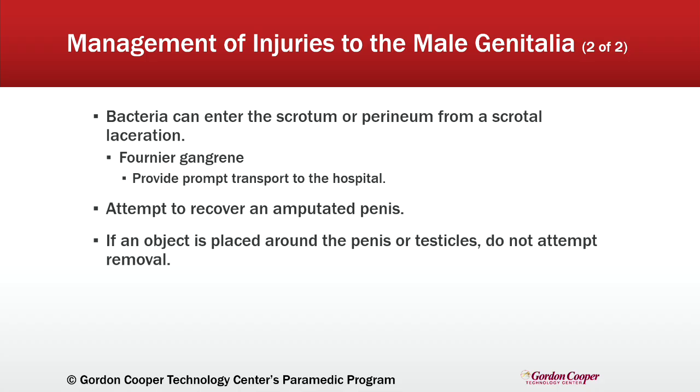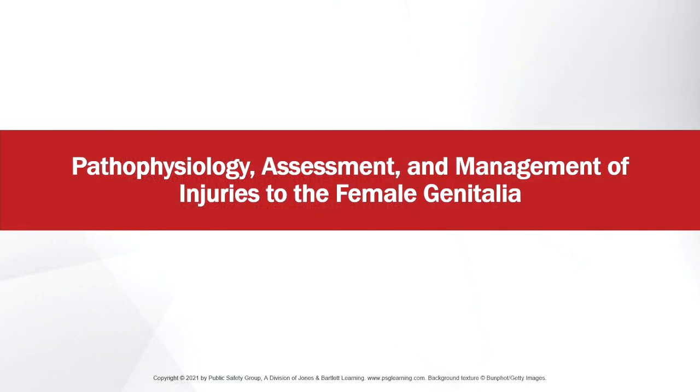systemic sepsis. An amputated penis can actually be surgically repaired, so you should attempt to recover the amputated part and transport them quickly to a hospital that is capable of reconnecting. If an object is placed around the penis or testes, do not attempt to remove it. Instead, transport the patient to the hospital for evaluation and treatment. Sometimes they get things wrapped around that stuff.